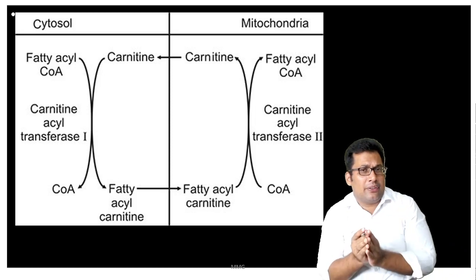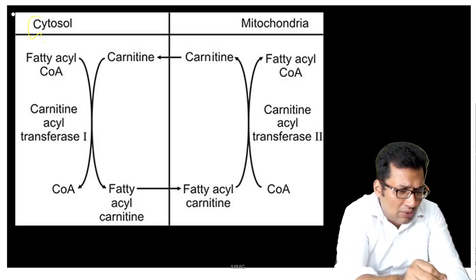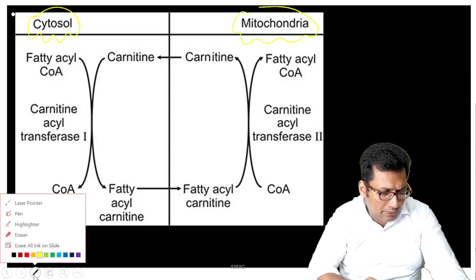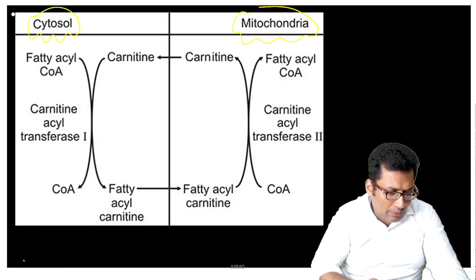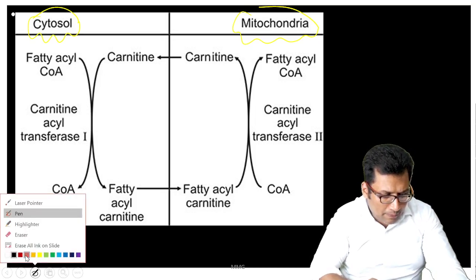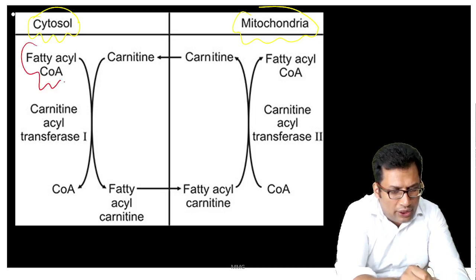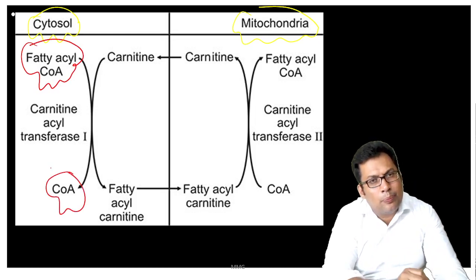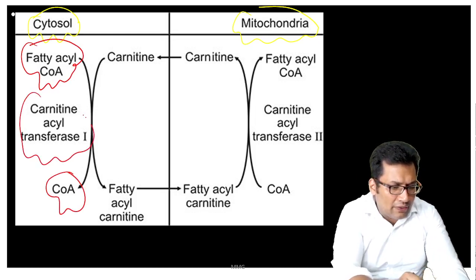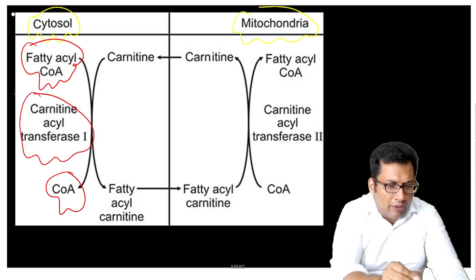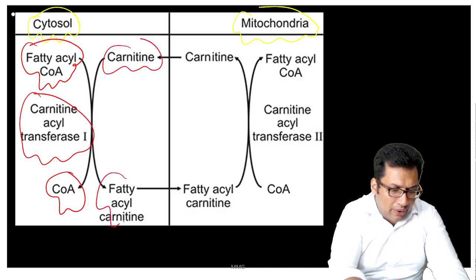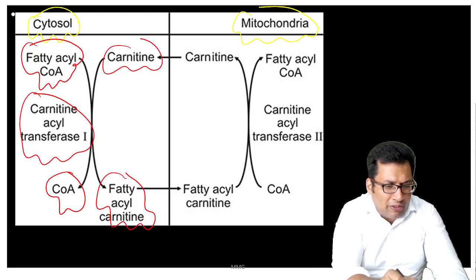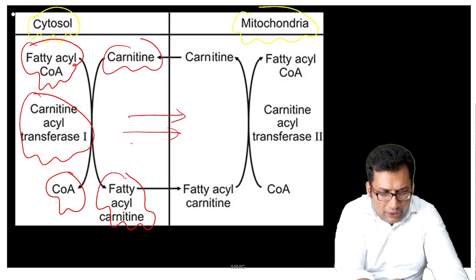Look at this picture. This is the cytosol and this is the mitochondria. This is fatty acyl CoA, which is converted with the help of carnitine acyl transferase 1, where carnitine is converted into fatty acyl carnitine. It's a quaternary amine. So from the cytosol it enters the mitochondria.